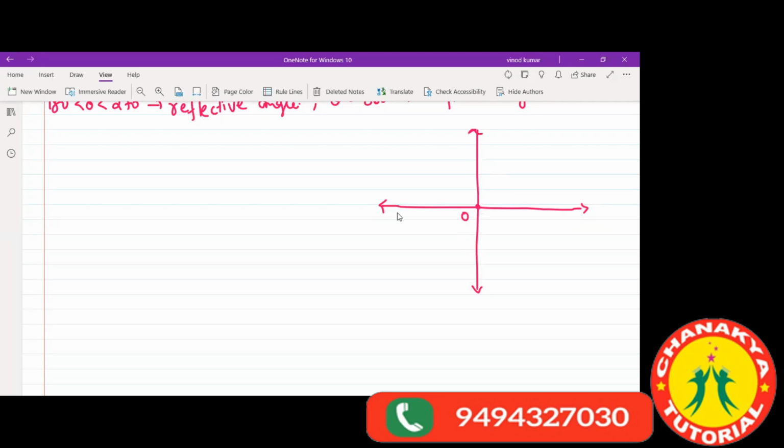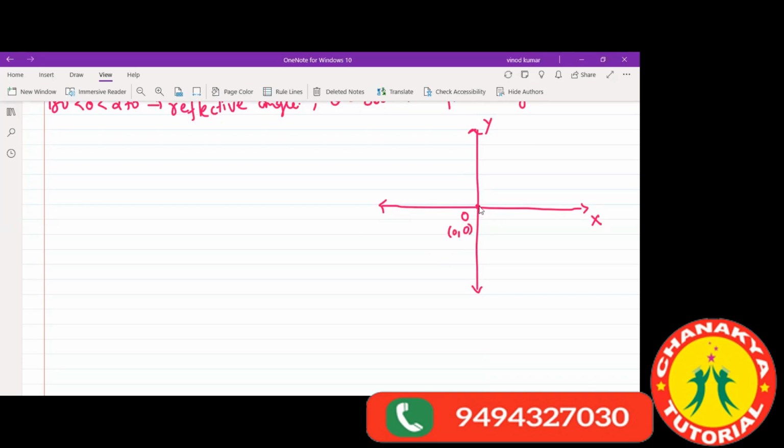In coordinate geometry, the horizontal line is the x-axis and the vertical line is the y-axis. These two lines intersect at the point called the origin. The origin means x value 0 and y value 0, so the x coordinate is 0 and the y coordinate is also 0.